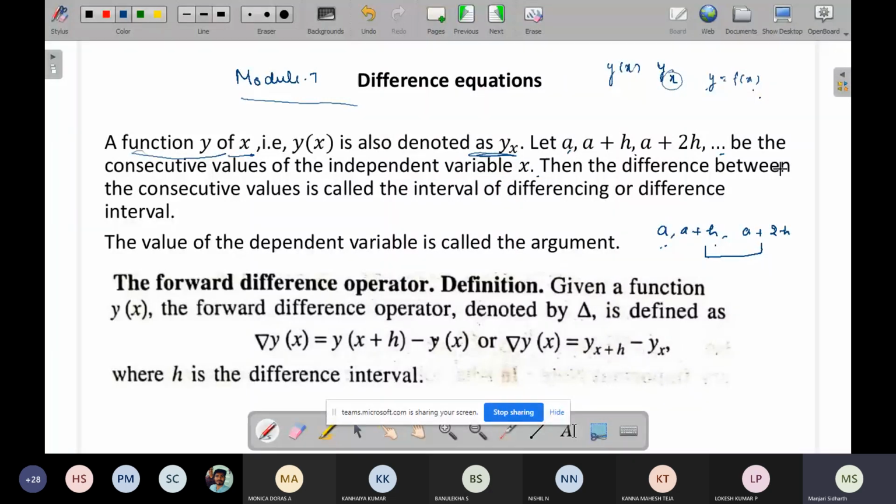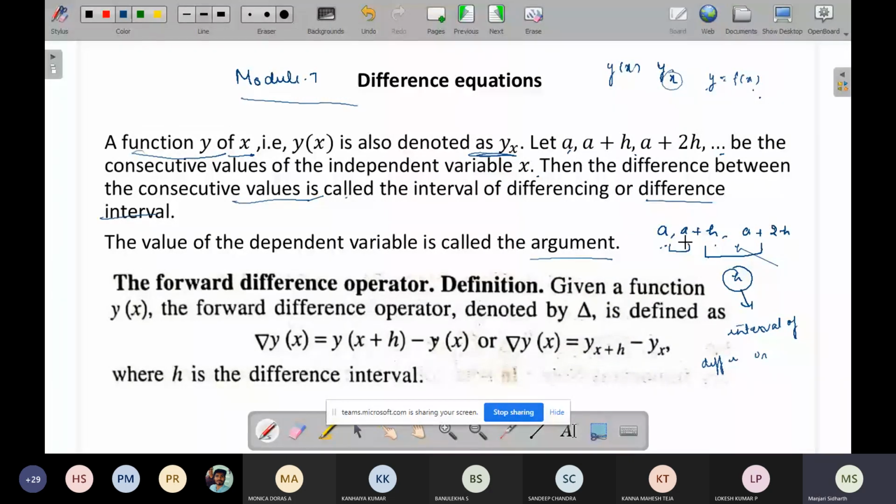Then the difference between the consecutive values is called the interval of differencing. Now two consecutive values' difference is h, right? Here also the difference is h. So this h is called the interval of differencing, or difference interval, right?